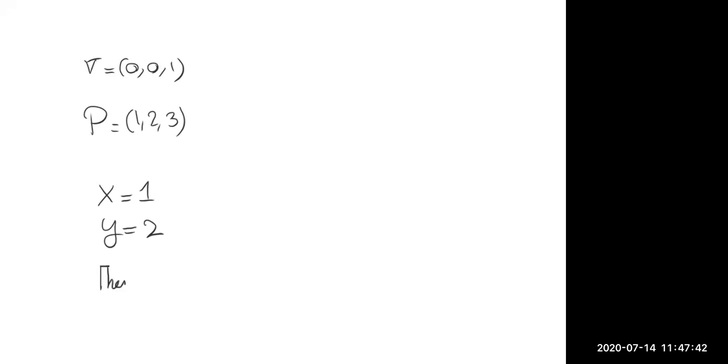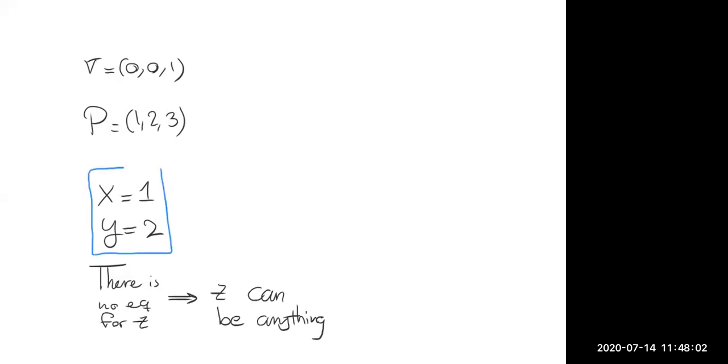There is no equation for z. When there is no equation for z, it means z can be anything. There is nothing we can say about z. Z can be anything, so we don't say anything about z. The only things we say is that x is equal to 1 and y is equal to 2.